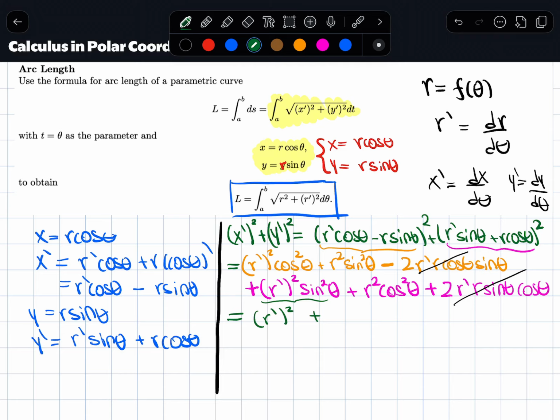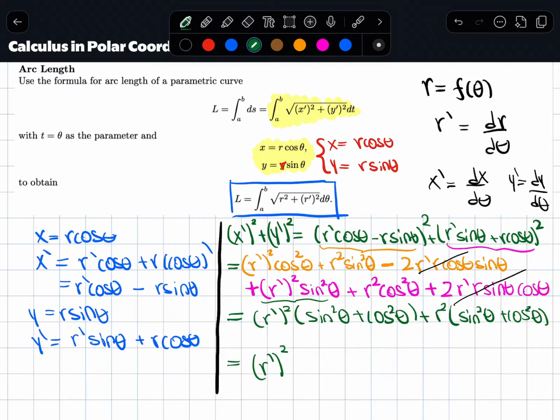And then on these other two terms right here, if you factor out r squared, you'll also get sine squared plus cosine squared. Maybe I can write that down to make it very, very clear. Since I've taken the time to go through all this trouble, I might as well just show the entire thing. This is what I mean, which then turns into r prime squared plus r squared.